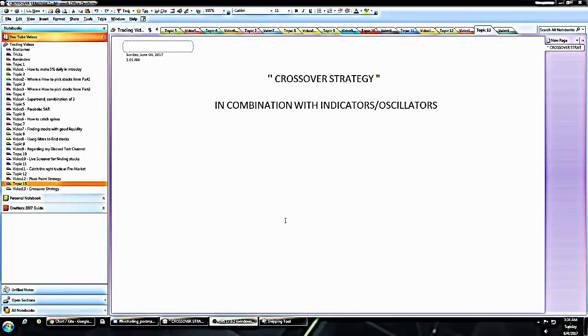always say, multiple confirmations are very important. They play a very important role for us to decide if we should get into a trade or not. So here in this case we will use three oscillators along with the EMAs. Those three oscillators are MACD, RSI and ADX.